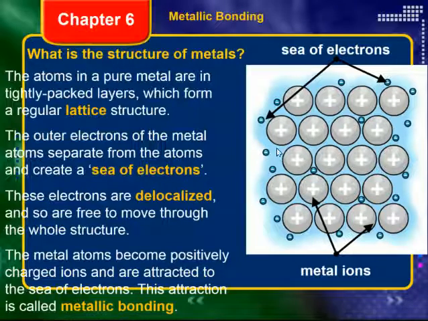So what they do is they're kind of relegated to moving in between, kind of like this interstitial area here, in between the positively charged cations. Now, because they can move freely, we refer to them as delocalized. Delocalized. They don't have one locale. They're not attached to any particular positive cation. So this is metallic bonding. When the metal atoms become positively charged cations, they are then attracted to that negatively charged sea of electrons. It is this attraction that we call metallic bonding.